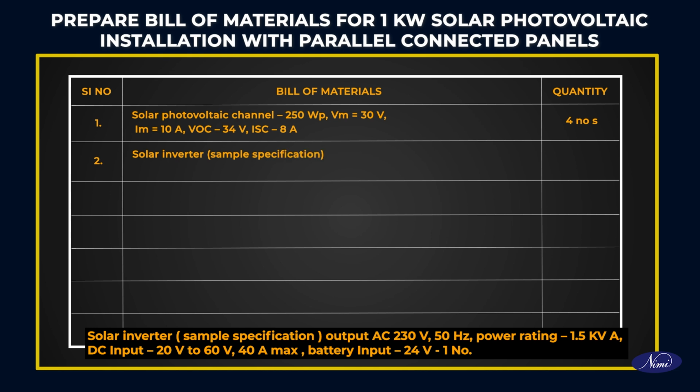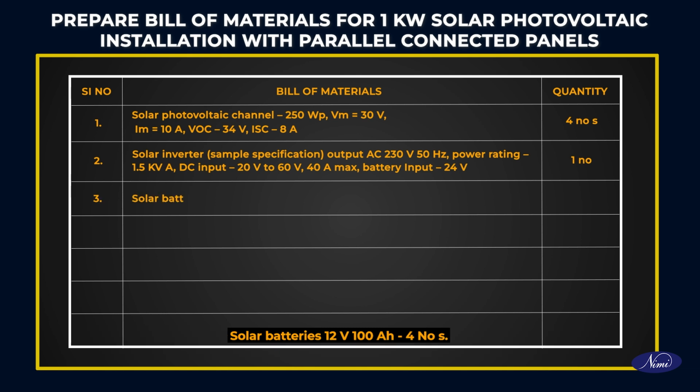Solar inverter, sample specification: output AC 230 volts 50 Hz, power rating 1.5 kilovolt ampere, DC input 20 volts to 60 volts, 40 amperes maximum, battery input 24 volts. 1 number. Solar batteries 12 volts 100 ampere hour, 4 numbers. Charge controller 24 volts 20 amperes.